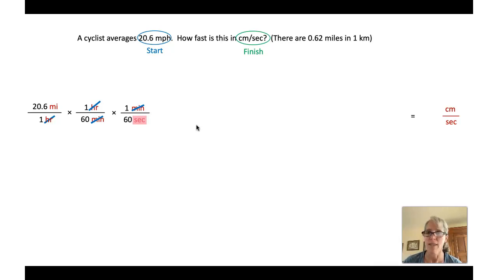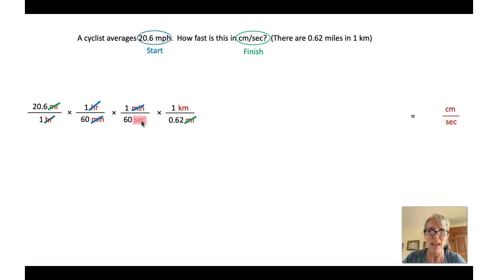I have no idea how many centimeters are in a mile, but fortunately we were given here 0.62 miles in a kilometer. Oh, and from kilometer I can get to centimeters. So I'm going to use that, put the 0.62 miles on the bottom, 1 kilometer on top, and those miles will cancel out. Again, order doesn't matter in multiplication, so they'll cancel out even though there's other terms in the way.